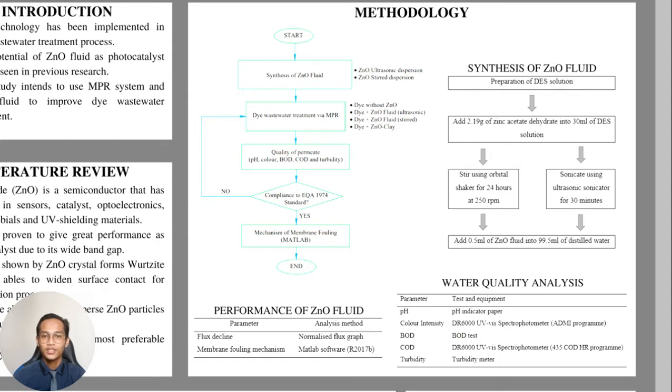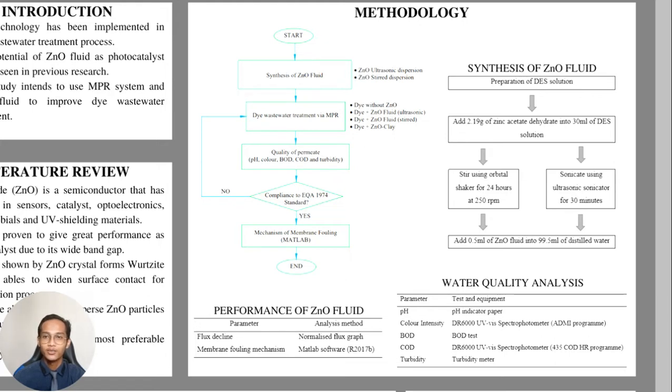For synthesis of ZnO fluid, preparation of deep eutectic solvent or DES solution was done by mixing 12.96 gram of choline chloride and 12 gram of urea at the ratio of 1:2 at constant heat of 80 degrees Celsius until clear liquid was achieved. Then, 2.19 gram of zinc acetate dihydrate was added to 30 ml of DES solution. Two batches of mixture were created.